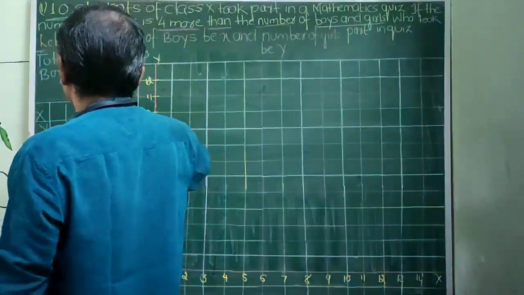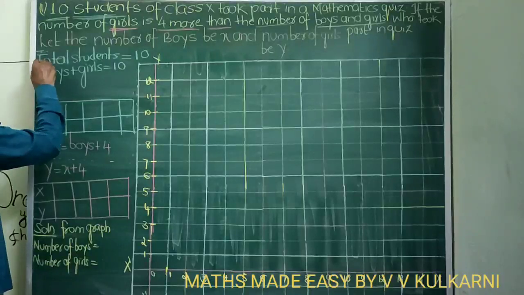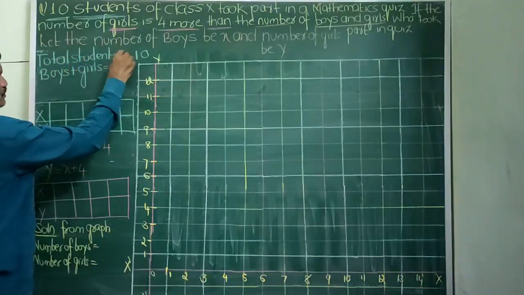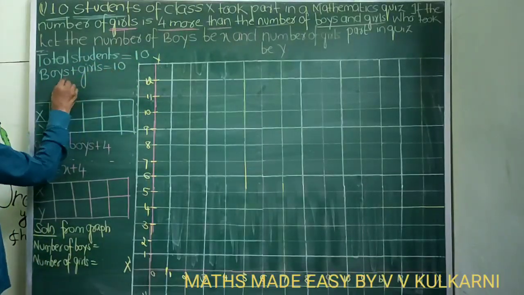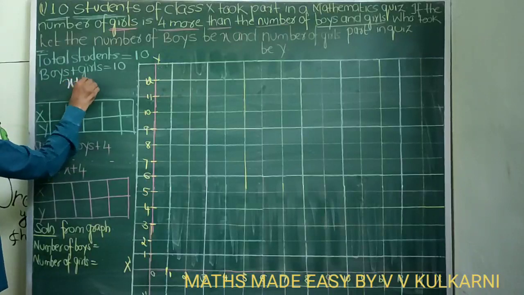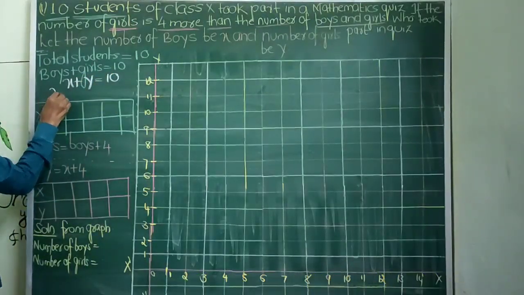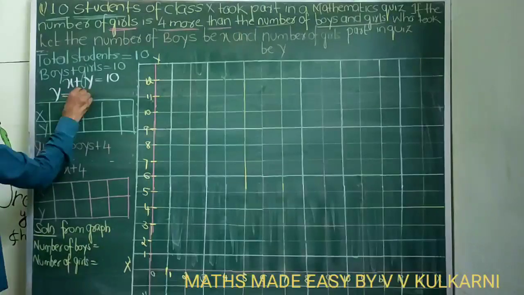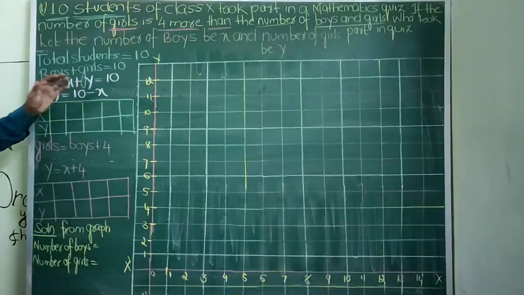Now the key point here is there are 10 students, and I have noted down the first key point: the total number of students is 10. So here boys plus girls is 10. That means X plus Y is equal to 10. Then in that case I can say Y is equal to 10 minus X.